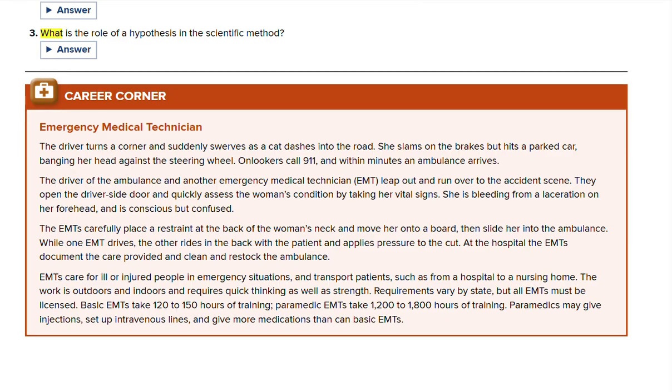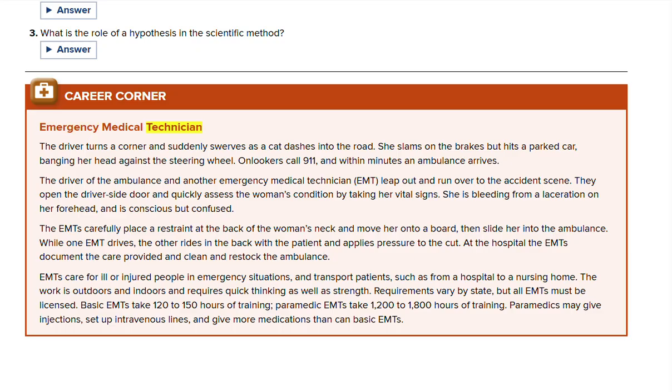Revealed content has ended. What is the role of a hypothesis in the scientific method? Answer. Start revealed content. The hypothesis is the idea or proposition being evaluated, or tested. It is formulated based on observations, and tested through experiments. Revealed content has ended. Career corner.